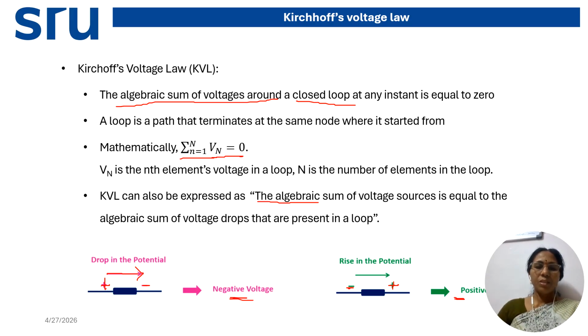Just see the polarities. When we are crossing any element from negative to positive, we have to take positive, and if we are crossing any element from positive to negative, then we have to take negative voltage. Okay, let us take one simple example circuit, in which we will see how to apply Kirchhoff's voltage law.